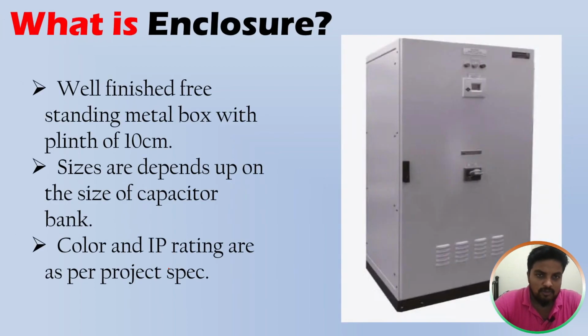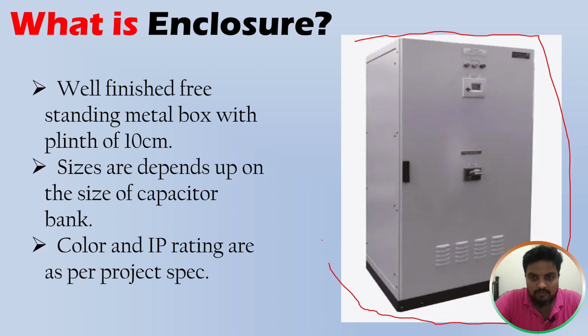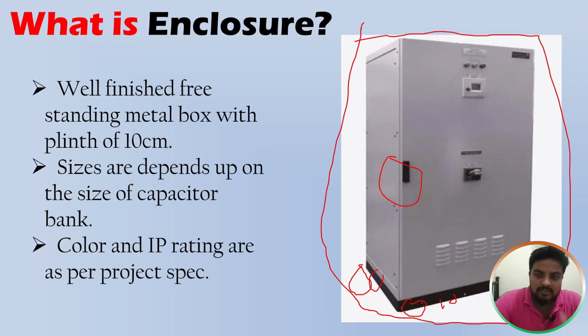So first of all, we start with the enclosure. An enclosure is a well-finished freestanding metal box with a leg height of 10 centimeters. What is meant by well-finished? I have shown a sample enclosure for your reference. As you see, this enclosure is well painted and has a handle to open the door, and it has a 10 centimeter leg. It means the clear distance from the finished floor level to the base of the enclosure box. We give one support that is called the leg. The size of this leg is a minimum of 10 centimeters. So this is called the enclosure.